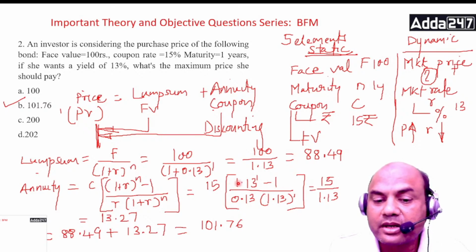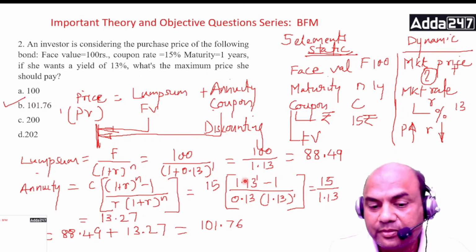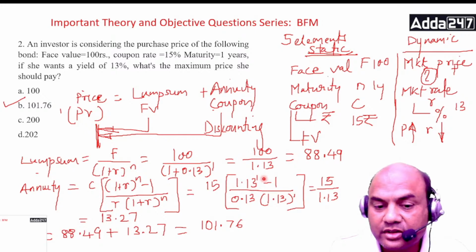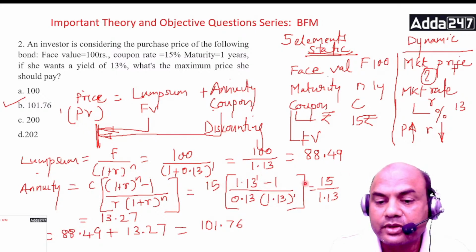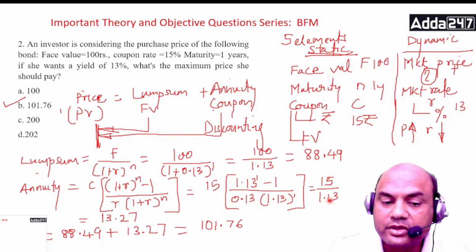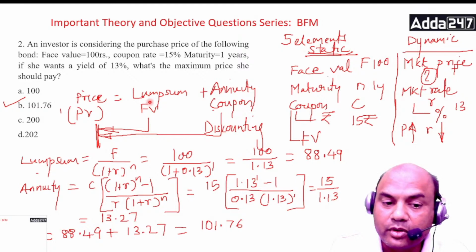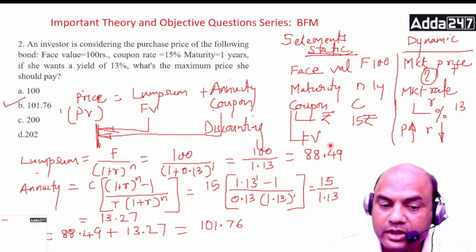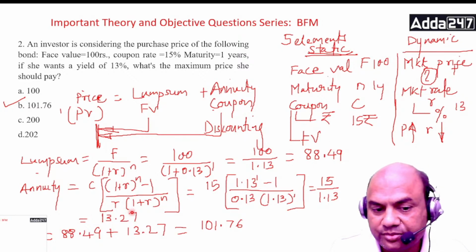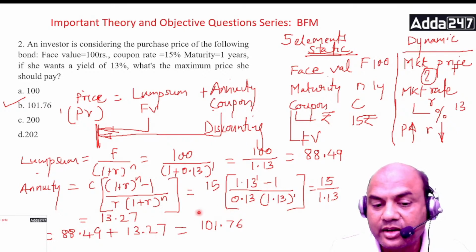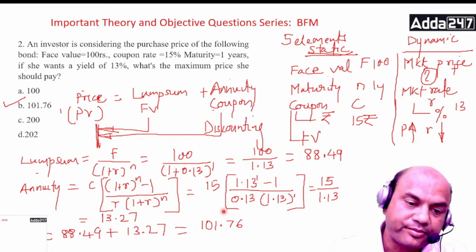So 1.13 minus 1, it becomes 0.13. This gets cancelled. So 15 upon 1.13, this is your answer. So 15 upon 1.13 is what? 13.27. So your present value of the bond is what? 88.49 plus 13.27. So if you add this, you'll get 101.76.